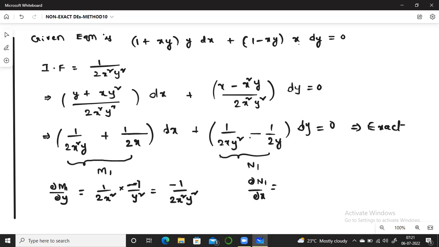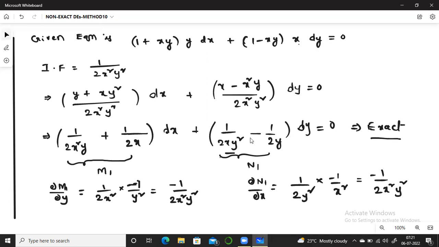∂N1/∂x. With respect to x, 1 over 2y squared is constant. The first term, 1 over x, means minus 1 over x squared. The second term is 0 because it has y terms only. So minus 1 over 2x squared y squared. So I have verified that my converted equation is exact.